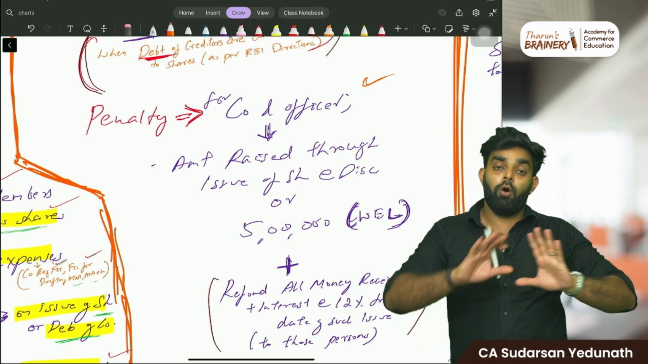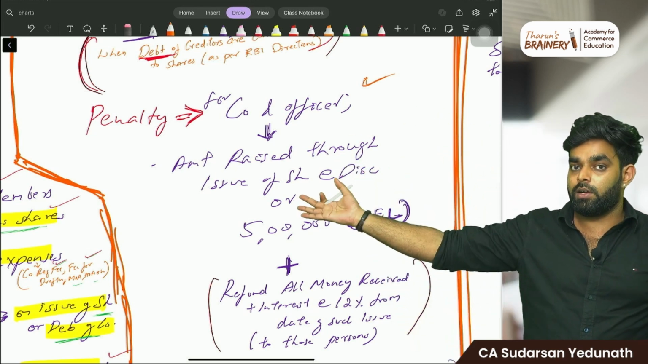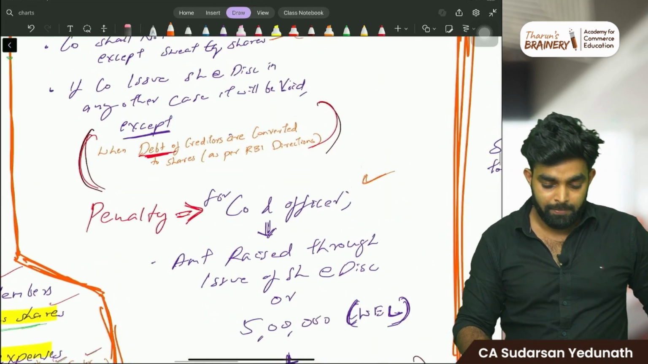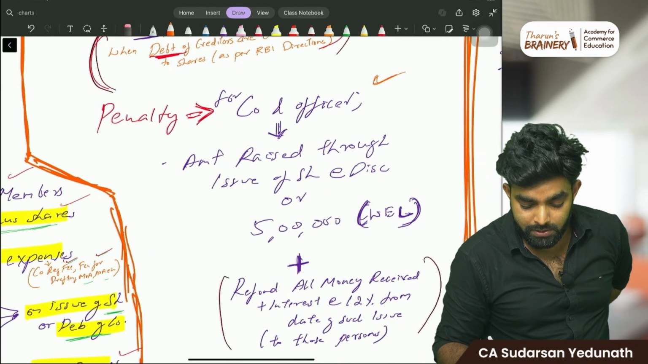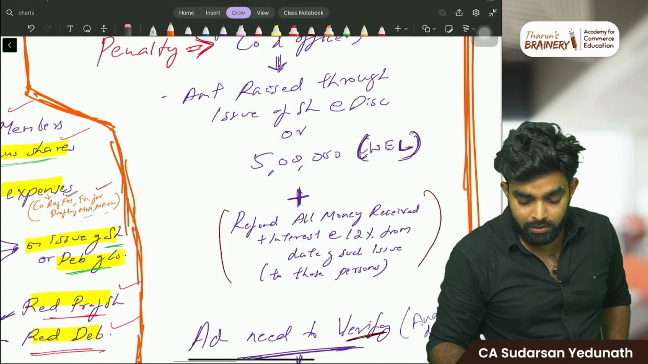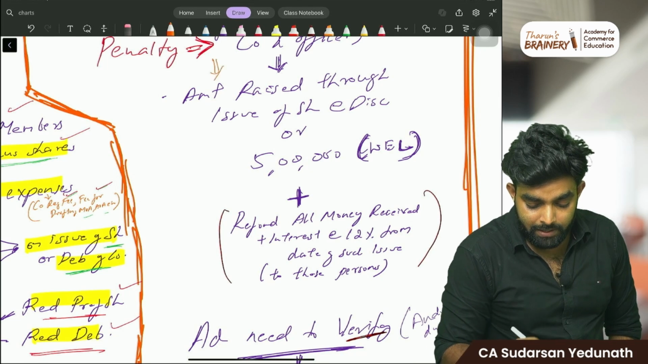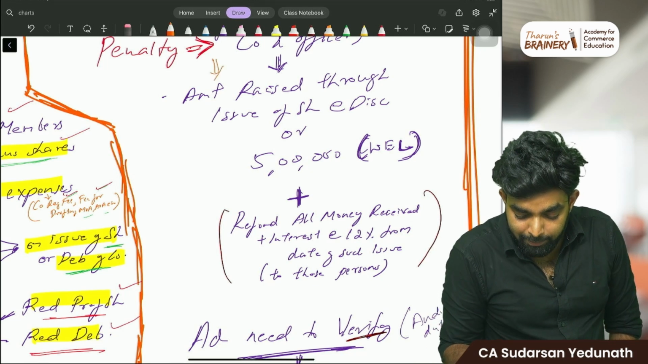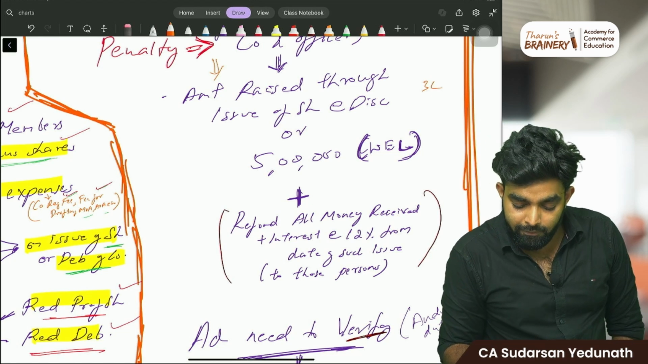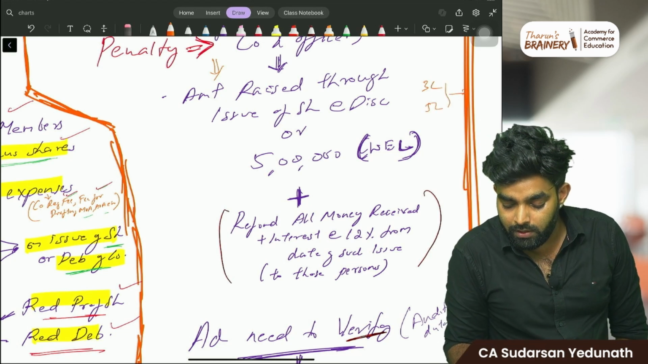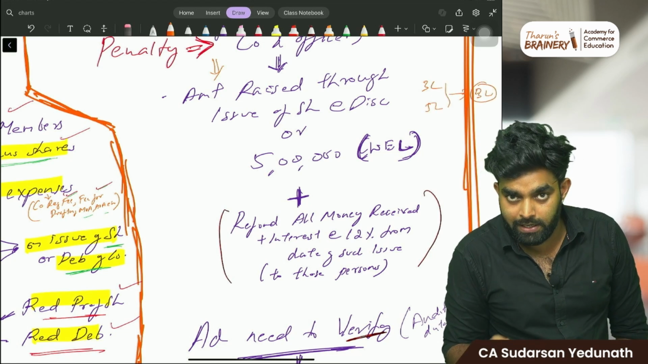In all the other cases, if a company issues a share at discount, it is void, it is invalid. So in that case, if the company has contravened any of the provisions, the company and every officer in default has to pay this penalty. What is it? Amount raised through issue of shares at discount. Imagine that amount is 3 lakhs or 5 lakhs, or 5 lakh, whichever is lower. 3 lakh is lower. So 3 lakh is the penalty the company has to pay.